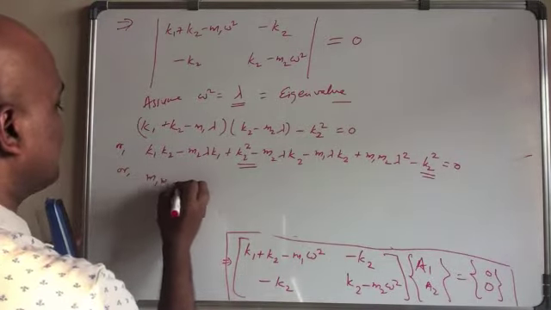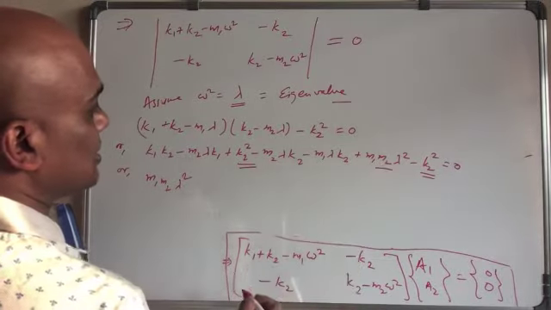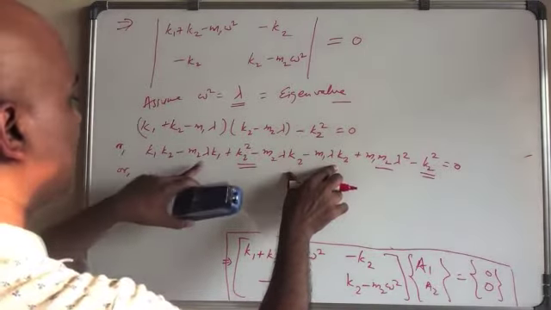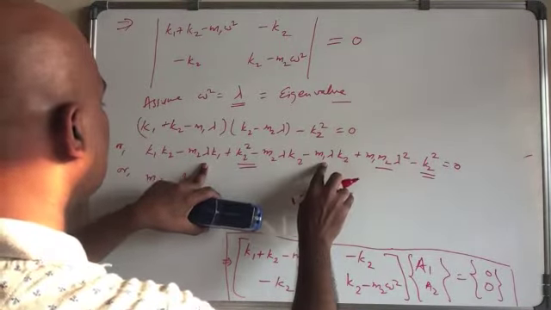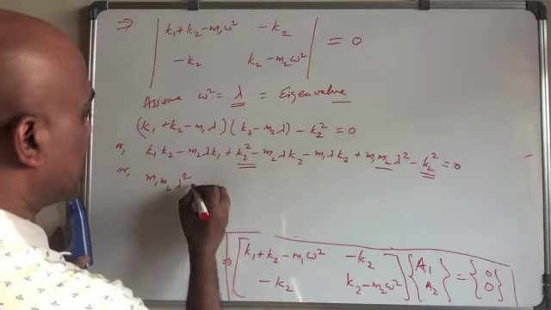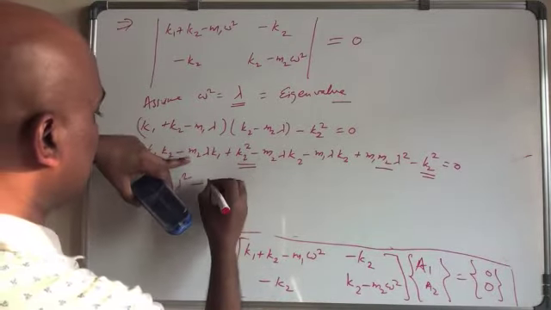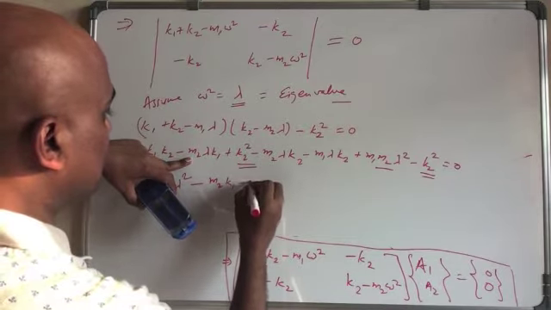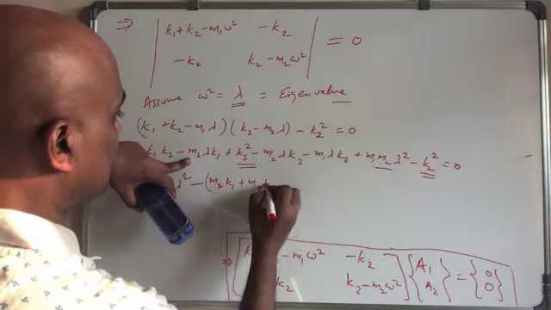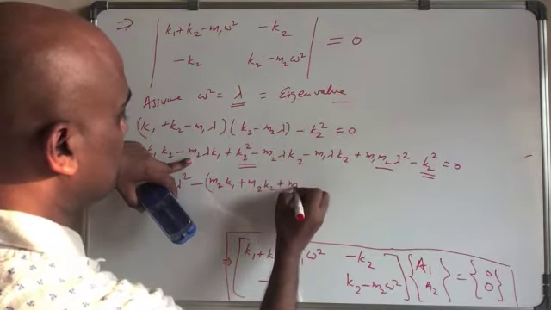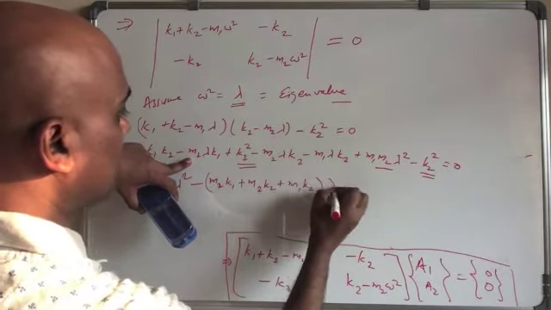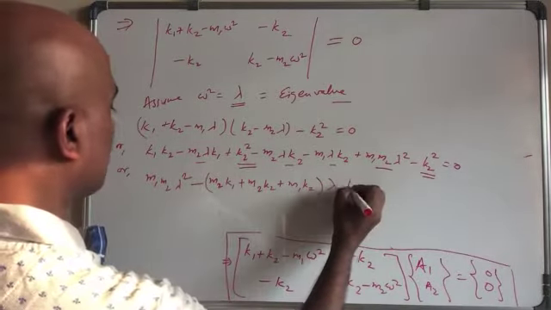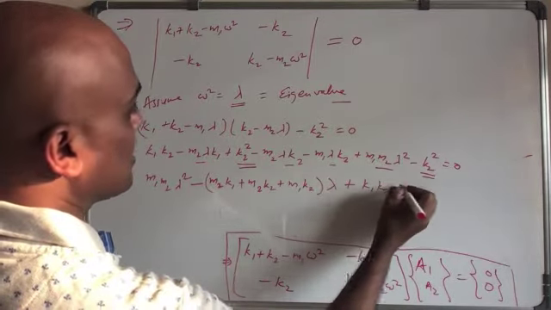So we have M1 M2 lambda square. So this is done. Then we write the lambda term: minus M2 K1, plus M2 K2, plus M1 K2, times lambda, all negative, and then plus K1 K2 is equal to 0.